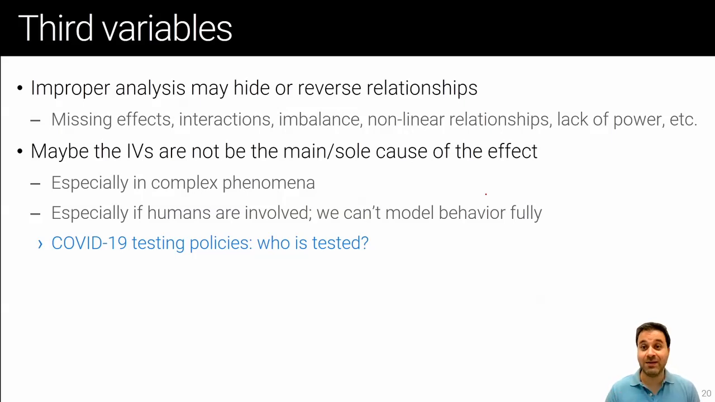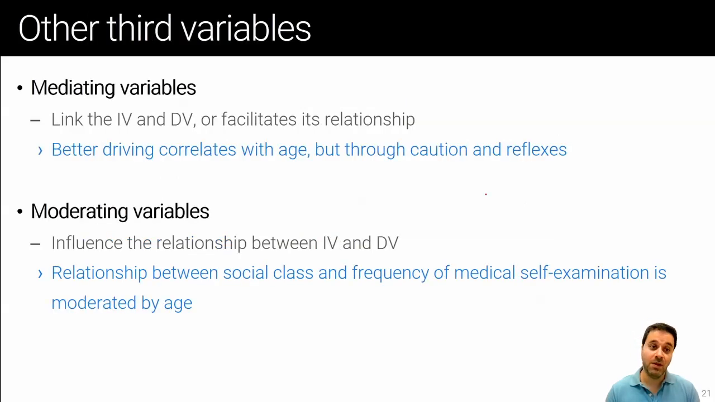And another way of categorizing the third variables could be mediating or moderating. Mediating variables are those that link the independent and the dependent variable, or somehow facilitate the relationship. So it's the one that is responsible for the link between the two. Think about better driving. That could be an outcome, a dependent variable, and how it correlates with age. We know that the older we get, the better we drive. But it's not because we are older; getting older means we are more cautious.